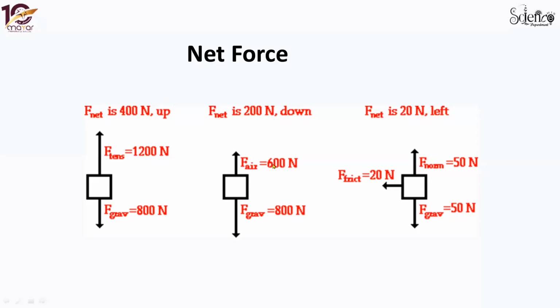Another example here, we have 600 and 800, opposite, we subtract, and the net force is going to be downward, which is the direction of the greater force. Now, who can tell me how to solve the third one? I have two forces acting in opposite directions, and the third one is in a totally different direction. Yes, Raghat.